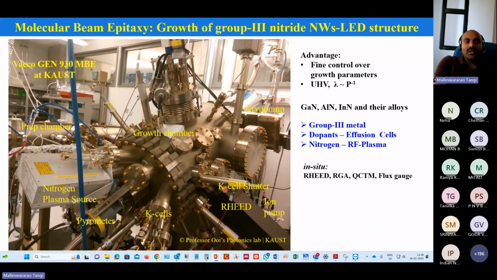I utilize molecular beam epitaxy. It is a state-of-the-art growth facility. It is a UHV system pumped by several pumping systems, like a cryo pump, ion pump, and turbomolecular pump, to achieve pressures as low as 10 power minus 10. We utilize effusion cells to evaporate group 3 materials: gallium, aluminum, and indium. For nitrogen, we use a nitrogen plasma source.